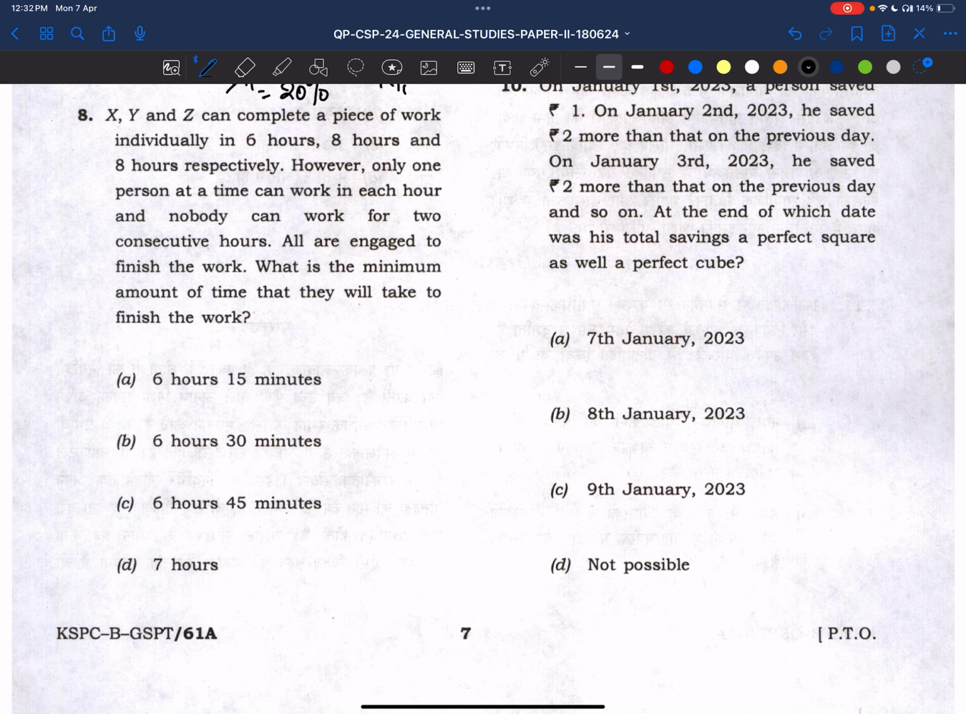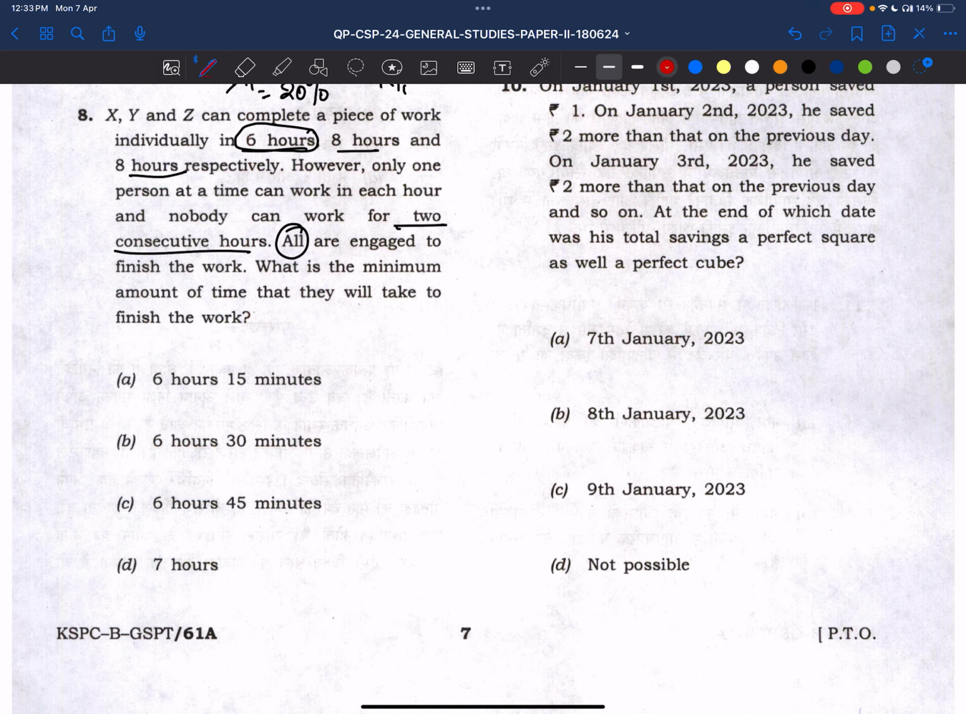X, Y, Z can complete a piece of work individually in 6 hours, 8 hours and 8 hours respectively. However, only one person at a time can work in each hour, and nobody can work for 2 consecutive hours. All are engaged to finish the work. Okay. What is the minimum amount of time that they will take to finish the work?